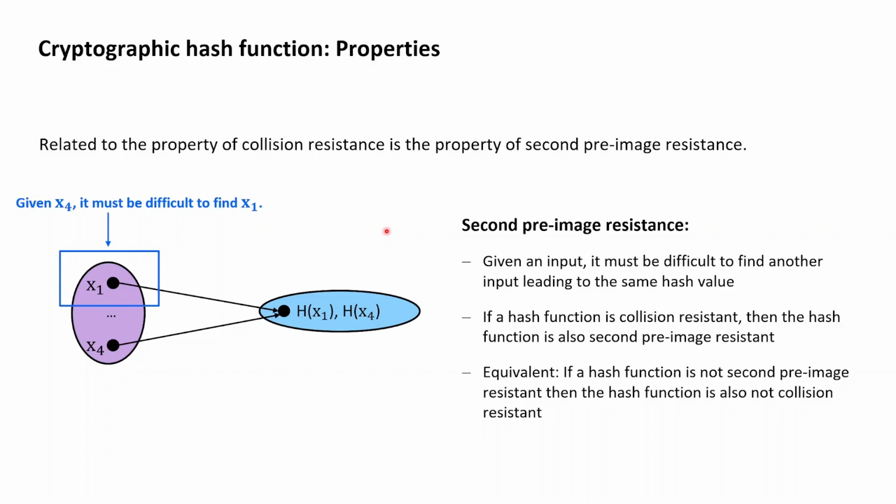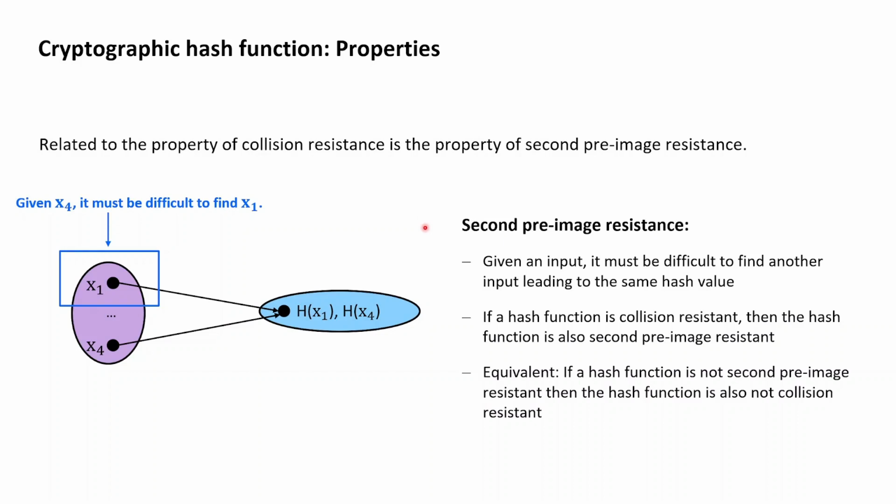Related to the property of collision resistance is the property of second pre-image resistance. Second pre-image resistance is the property demanding that given a very specific input, let's say the x4, it must be difficult to find a different input that maps to the same value as the given specific input. In our example, if x4 is the specific input we are provided with, it must be difficult to find x1, which forms a colliding pair with x4.